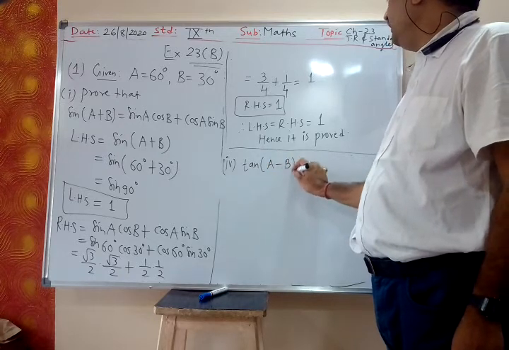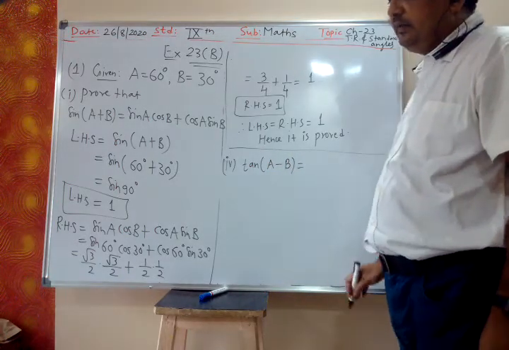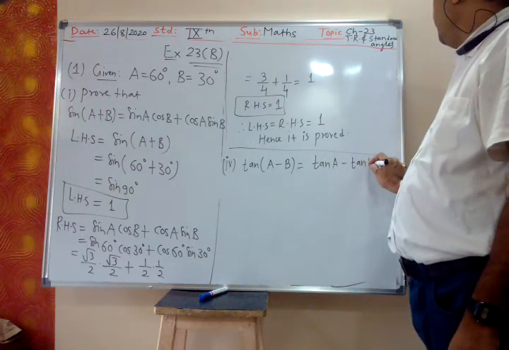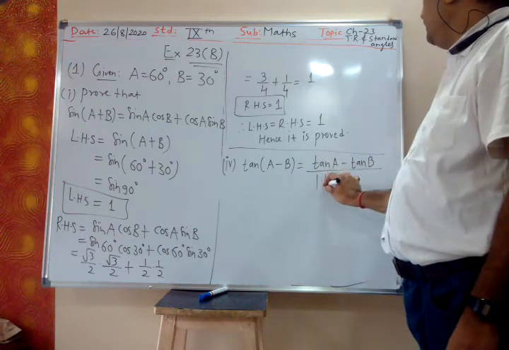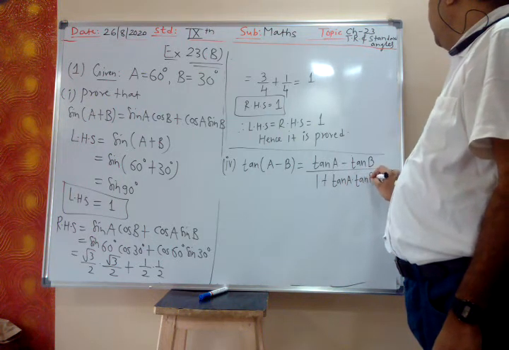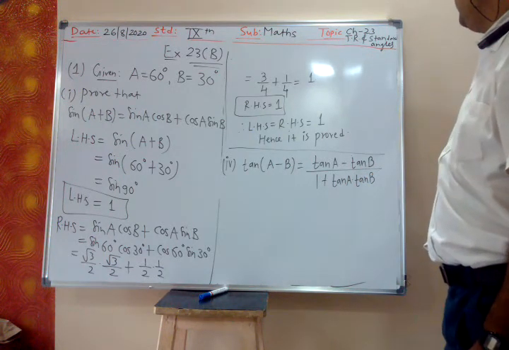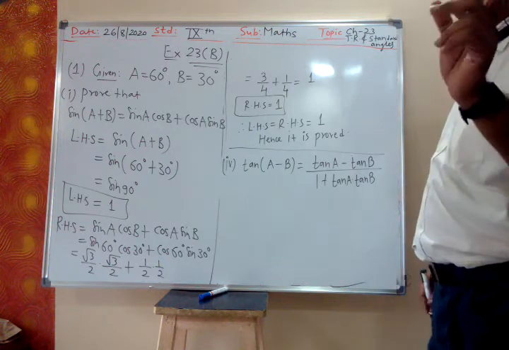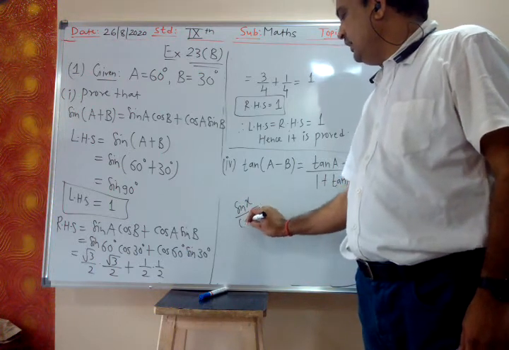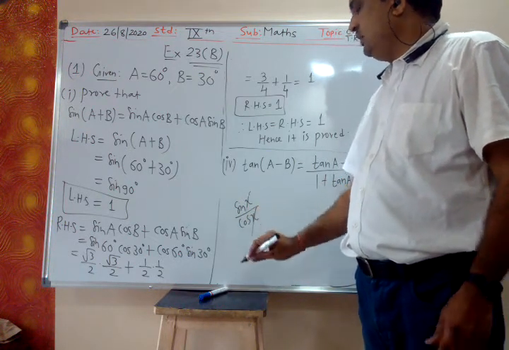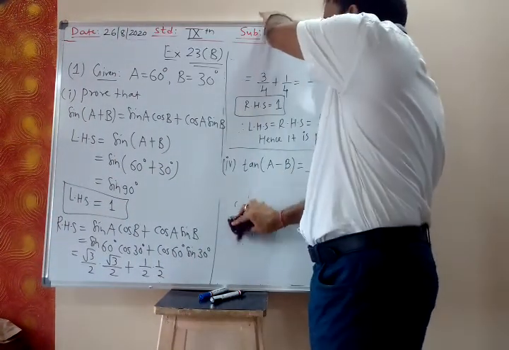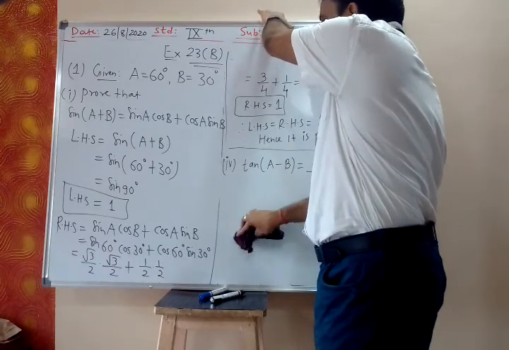Tan A minus B is tan A minus tan B upon 1 plus tan A tan B. You have to prove this. This you remember. If you have sin x upon cos x, this angle you cannot cancel. Remember, angle you cannot cancel. You can cancel the term, but you cannot cancel the angles.